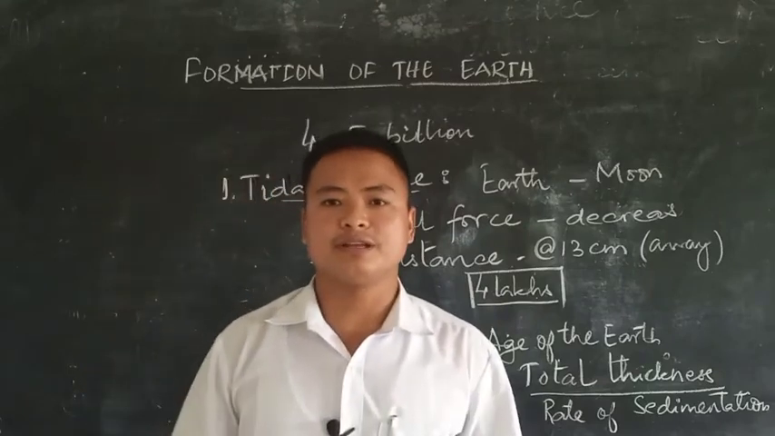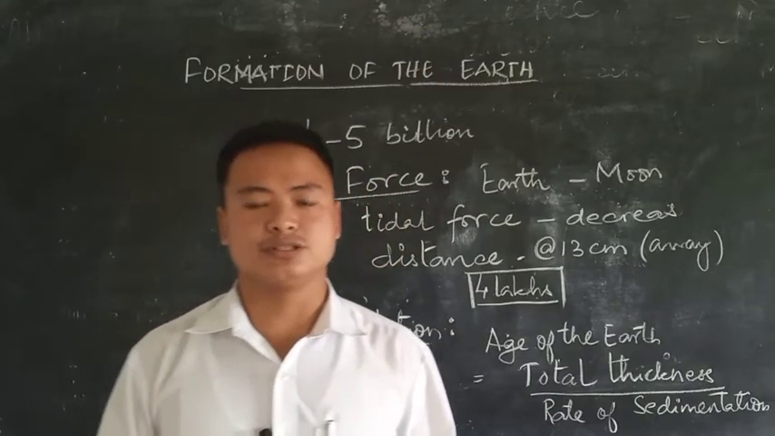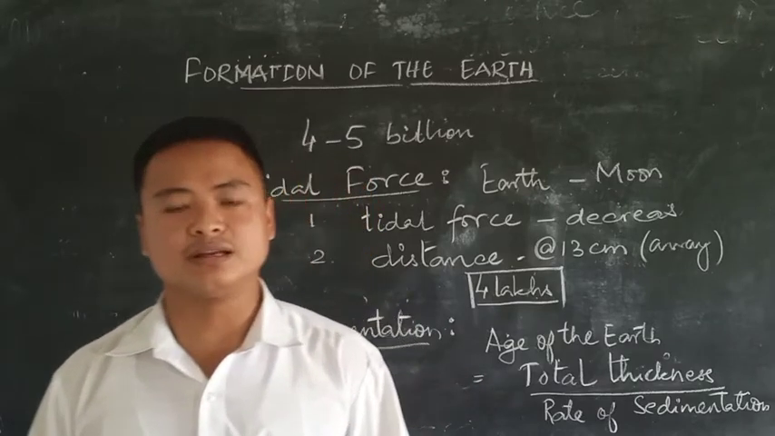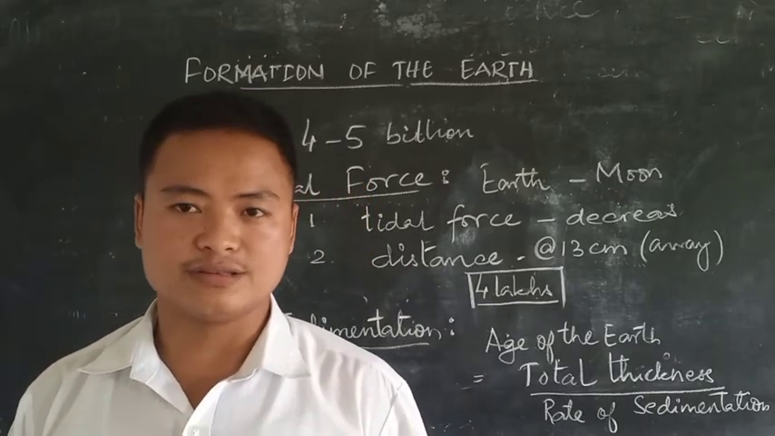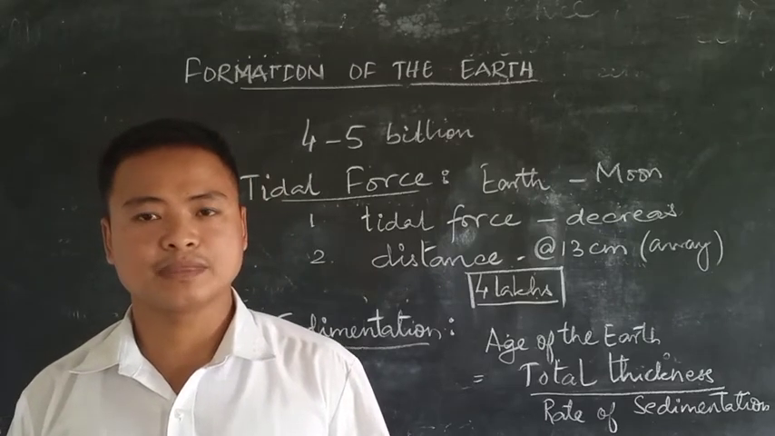So that means whatever has been deposited so far in total would be divided by the rate of deposition, or the rate of sedimentation every year, which would give us an idea of the age of the earth, which is approximately around 4 billion years.